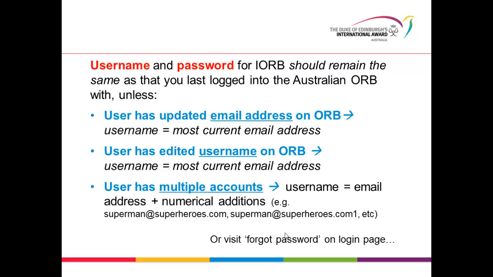And the third situation is users that have multiple accounts where they've used the same email address to register for more than one account. This will only affect award leaders who are award leaders for more than one organisation and have set up accounts in the online record book separately for each of those organisations.